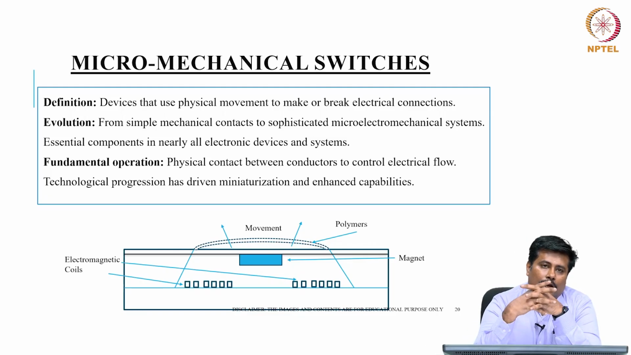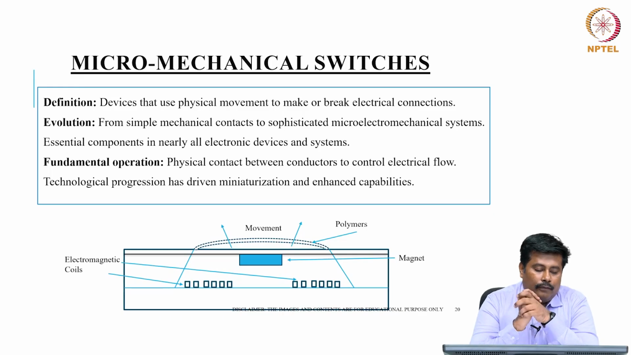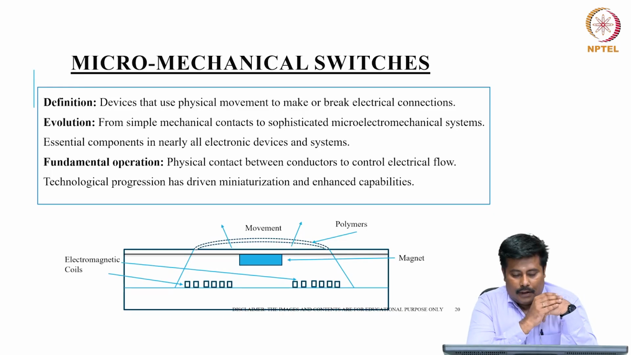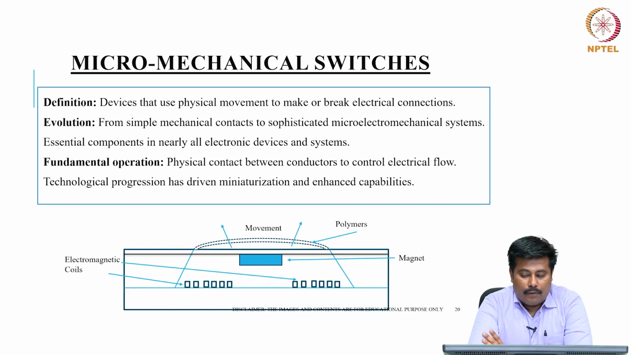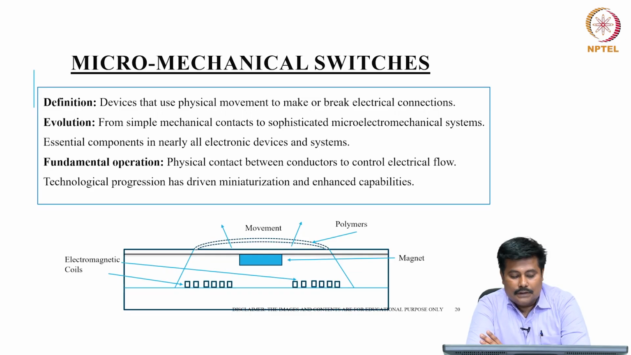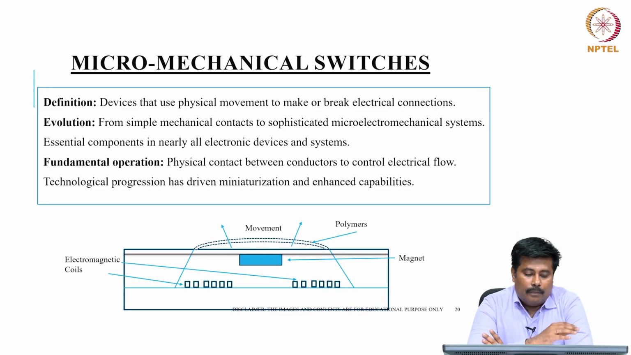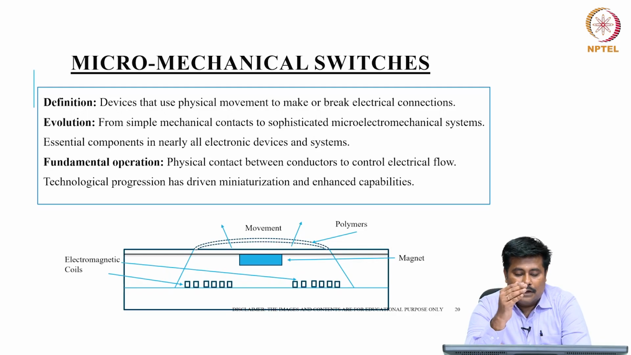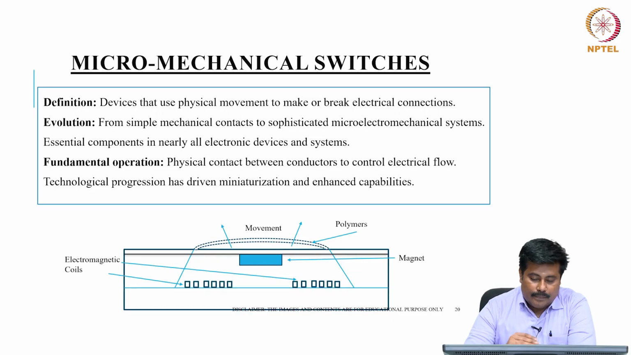From an evolution point of view, a simple mechanical contact has become a sophisticated electromechanical system. It is an essential component in nearly all electronic devices and systems. From the fundamental operation point of view, these are physical contacts between conductors to control electric flow. Technological progression has driven the miniaturization and its enhanced capability. Let us see a simple template of these micromechanical switches.